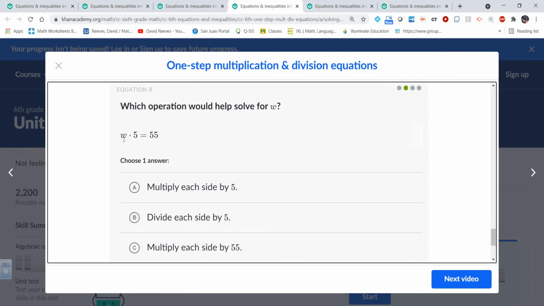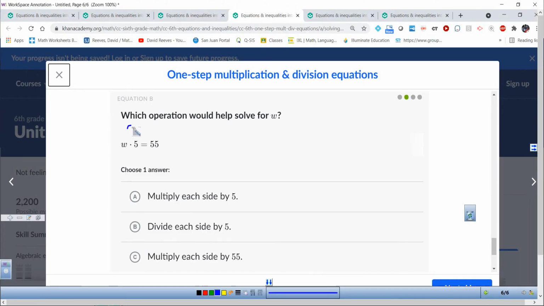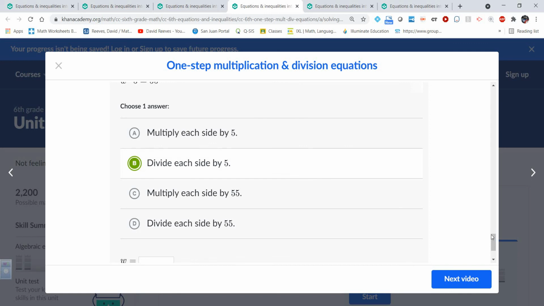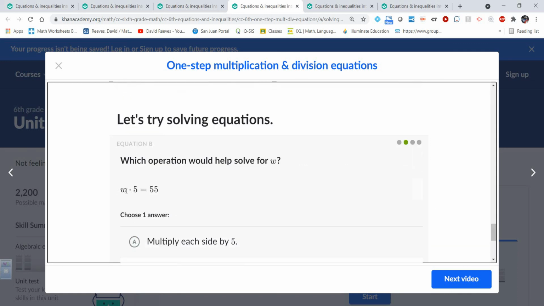All right. w times 5 is equal to 55. Notice they put the 5 after the w, so they had to put a dot. Another way they could have written the same problem would be 5w is equal to 55. Those are equivalent equations, but they chose to write it that way. So what do we want to do? What is the inverse of multiplying by 5? Well, it's dividing by 5. Again, we're trying to get the variable by itself, so we're working with the inverse of this side, not the inverse of what it's equal to.